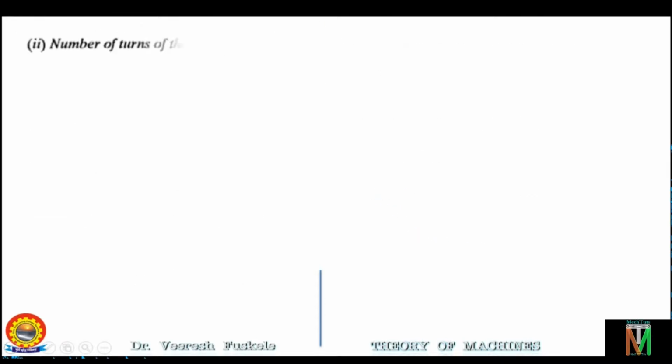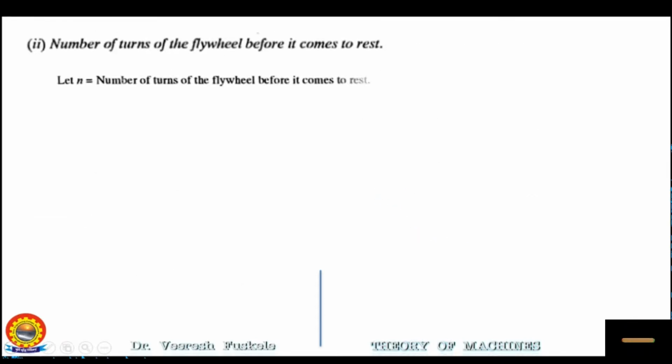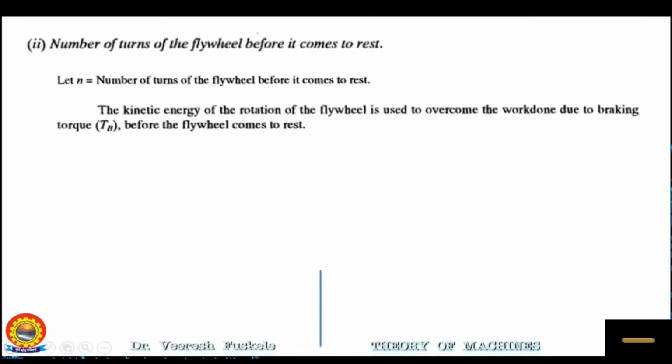Moving ahead, we have to find out the number of turns of the flywheel before it comes to rest. So let's take N as the number of turns of the flywheel before it comes to rest. The kinetic energy of rotation of the flywheel is used to overcome the work done due to braking torque Tb before the flywheel comes to rest.